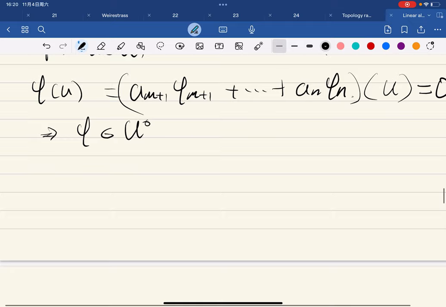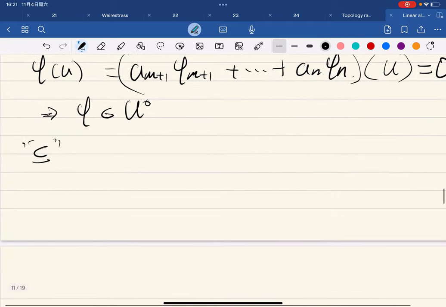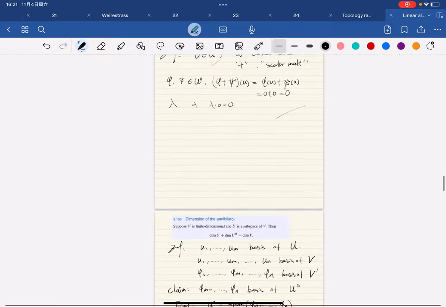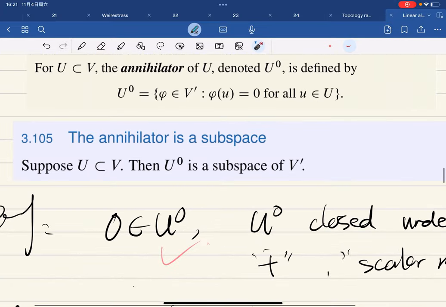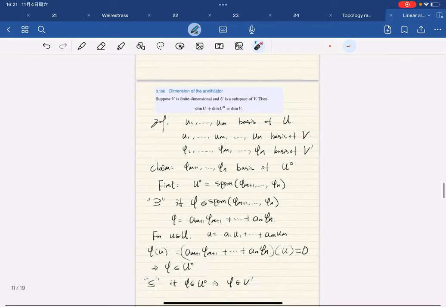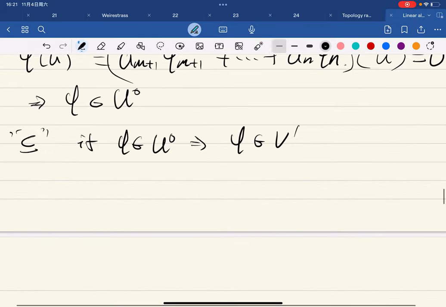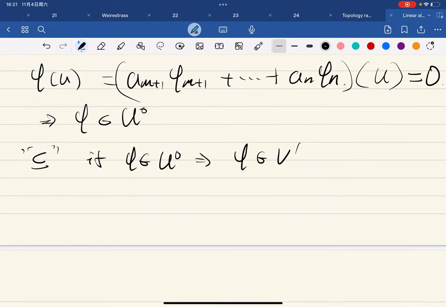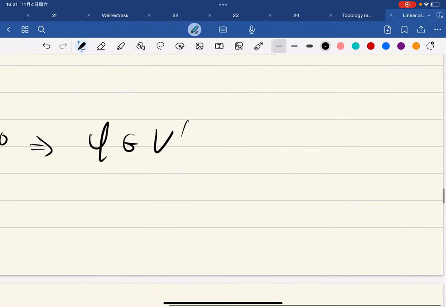Now, for this direction, if phi is an annihilator, then we know that it's a linear function, right? It's a linear function because we showed that this is a subspace. First, it should be in this.